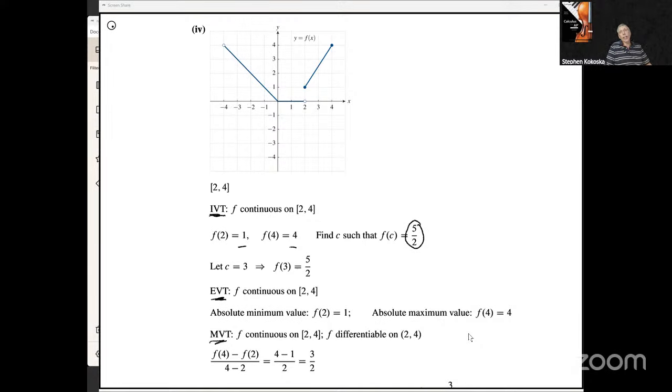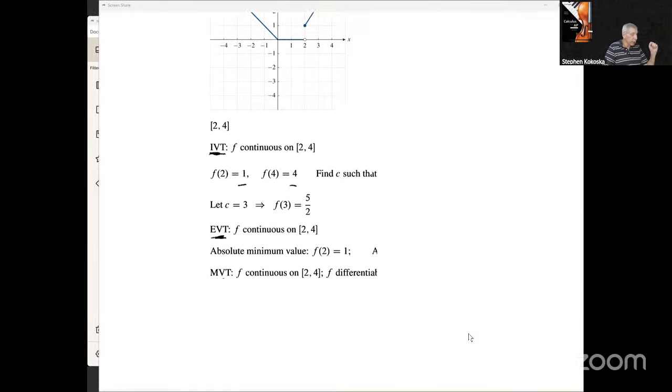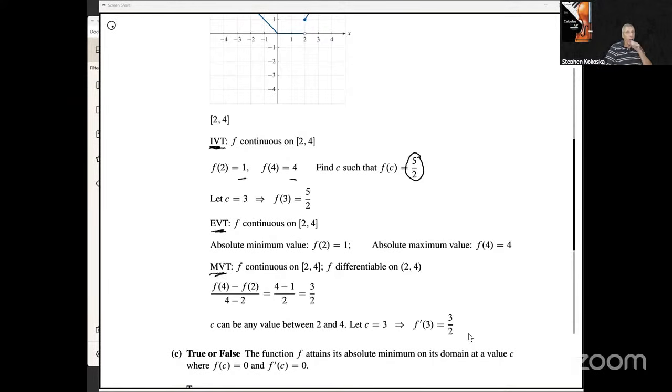How did I find it? Well, I took a look at the graph and I thought a little bit about that straight line segment and what the slope is. And indeed, f of 3 is equal to 5/2. That is a value of c that satisfies the conclusion of the intermediate value theorem. Pretty cool. The extreme value theorem, f is continuous on the closed interval 2 to 4.